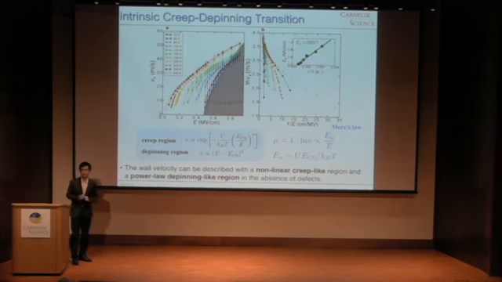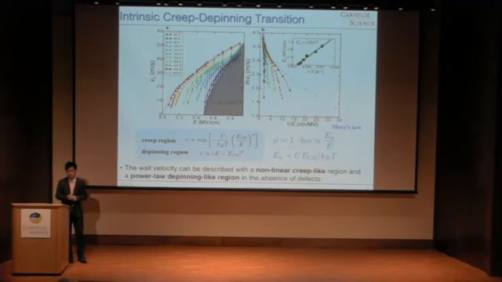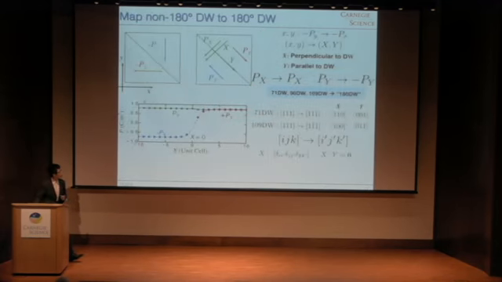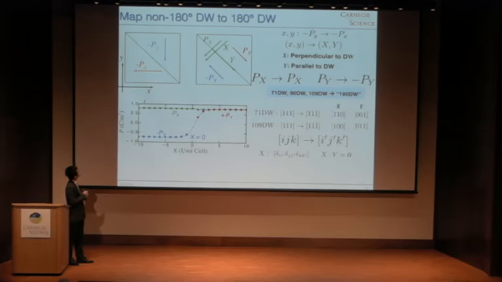Then what's the atomistic origin for such an intrinsic transition? We definitely need a nucleation model. Molecular dynamics simulation is still too complicated to really figure out the contributions from different energetic terms. But of course, it can be very helpful. So before I talk about the nucleation model, I would just quickly go over the mapping scheme we used to transform a non-180-degree domain wall to a 180-degree domain wall.